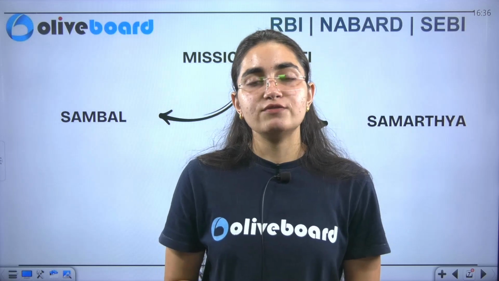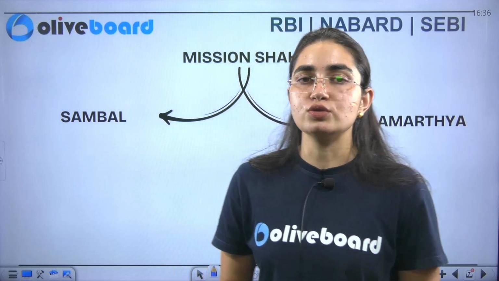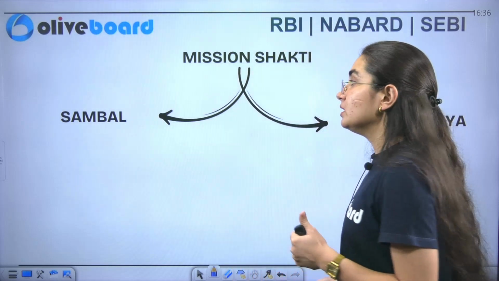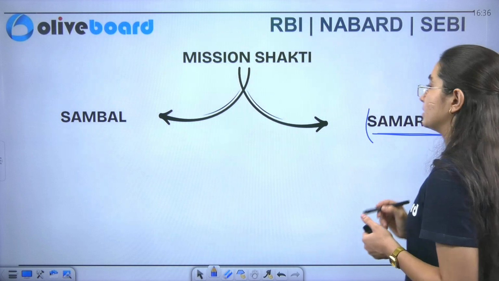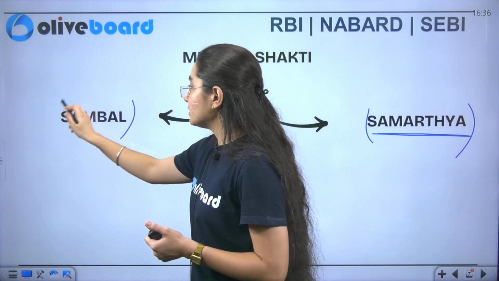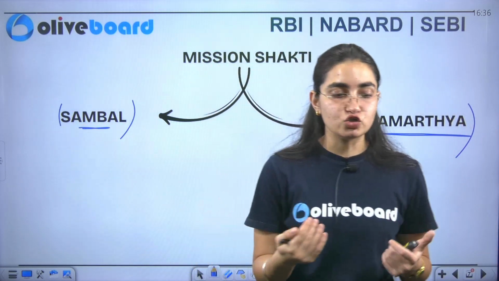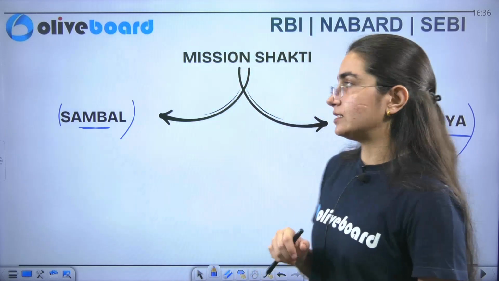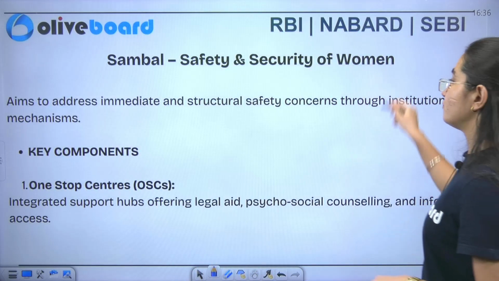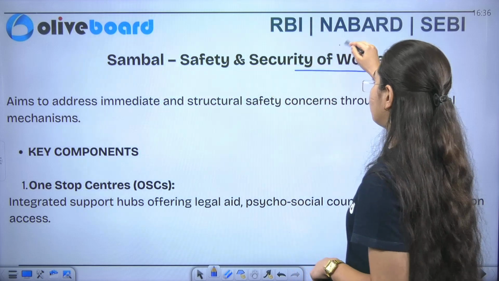Now under Mission Shakti we have 2 of the components which are associated with it. One is your Sambal, another one is your Samarth. Okay, Sambal and Samarth. These are the Hindi pronunciations. One by one we will see what Sambal and Samarth are exactly. Now Sambal refers to women, security and safety of women.